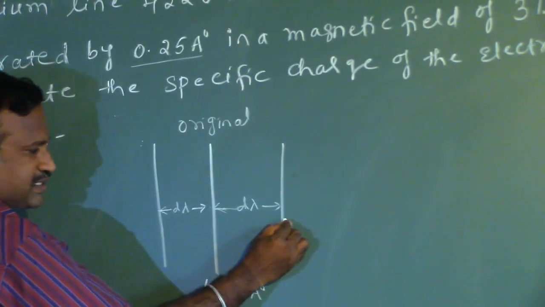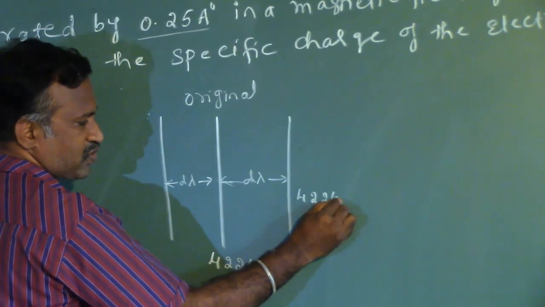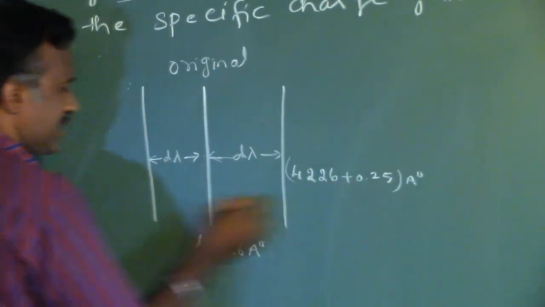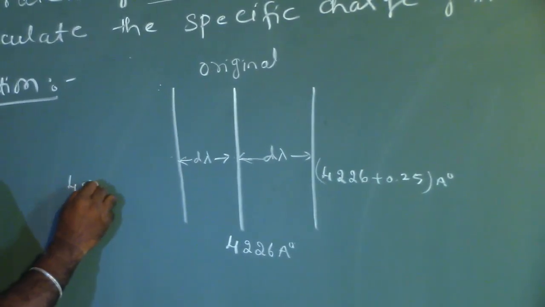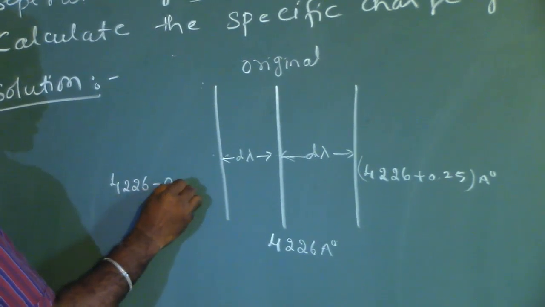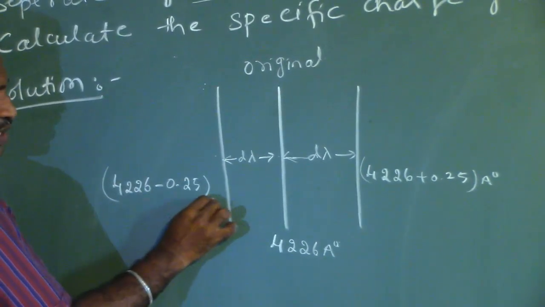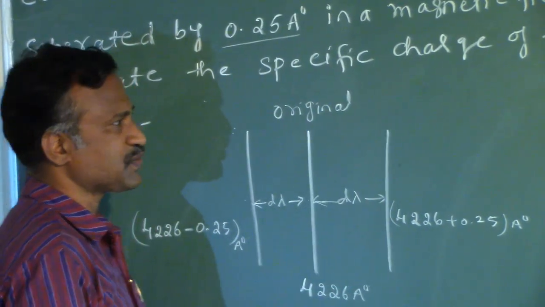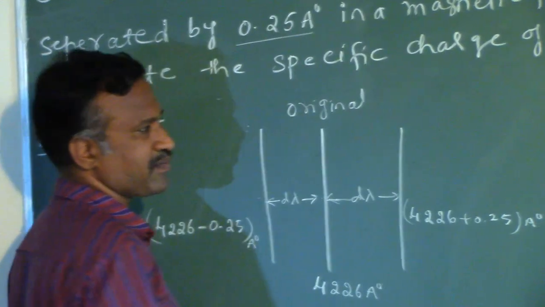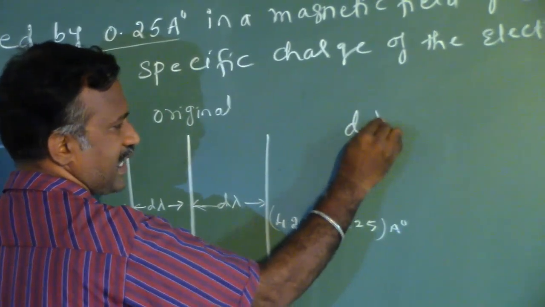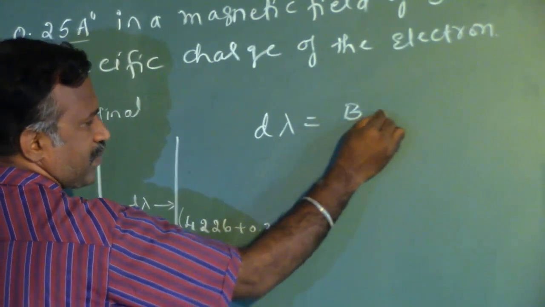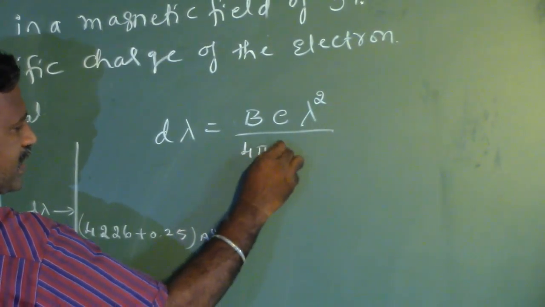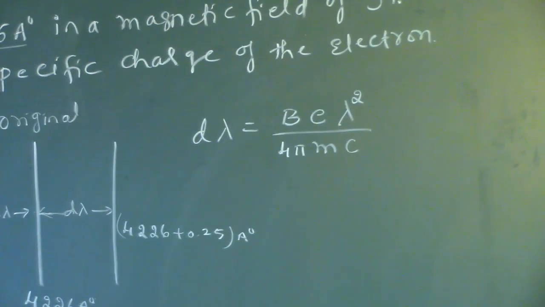And we all know that this line will have a wavelength of 4226 plus 0.25 Angstrom, and this line will have a wavelength of 4226 minus 0.25 Angstrom. Now what we need to calculate is the specific charge ratio of the electron. This can be calculated by the expression for the Zeeman shift: d lambda is equal to B into e into lambda square, the whole divided by 4 pi m into c. So this is the expression for the Zeeman shift.